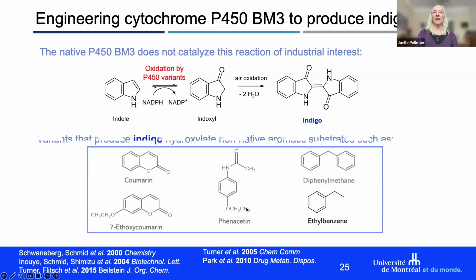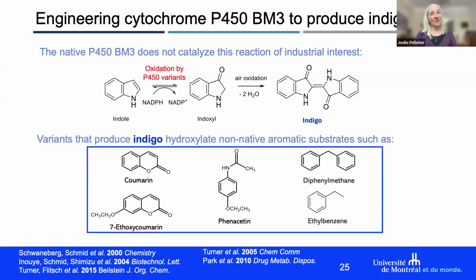And what they noticed, the reason for which this is interesting, is that they and other authors who are cited here noticed that variants that produced indigo tended to hydroxylate other non-native aromatic substrates that are shown here with higher efficiency. So there seemed to be a correlation between the capacity to oxidize indole and the capacity to hydroxylate these different molecules.